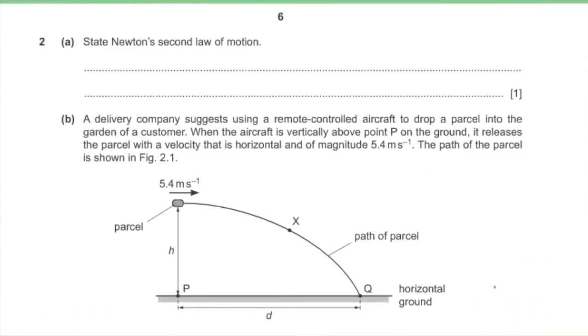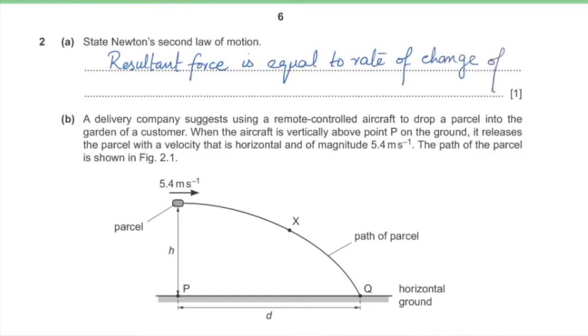Question number 2, Part A, state Newton's second law of motion. So Newton's second law of motion states a formula that resultant force is equal to mass times acceleration. Acceleration is equal to rate of change in velocity, and resultant force in terms of momentum is that resultant force is equal to rate of change of momentum.